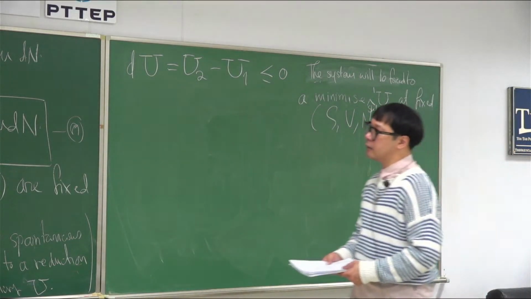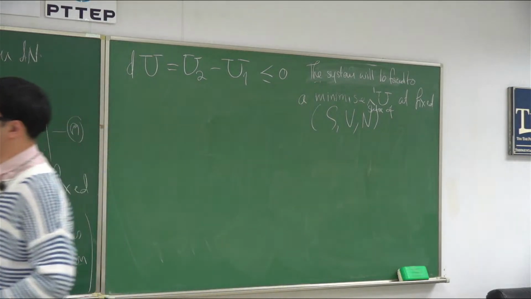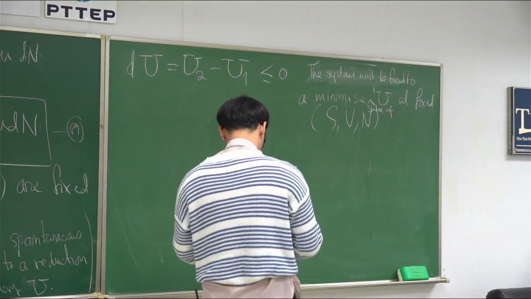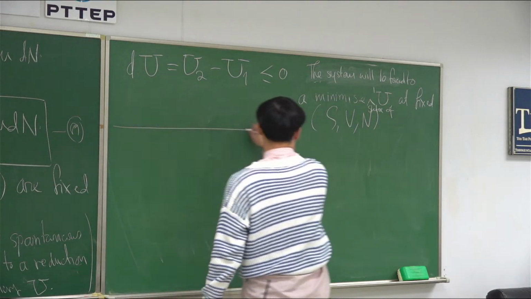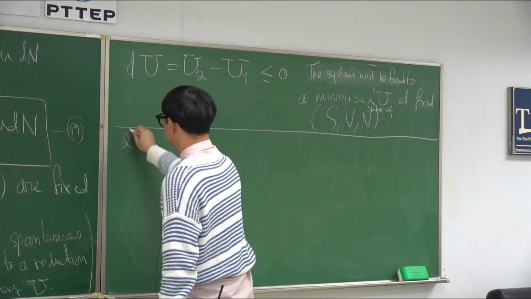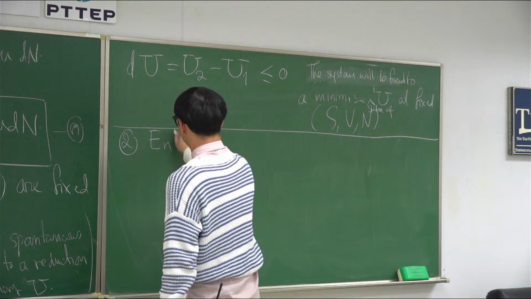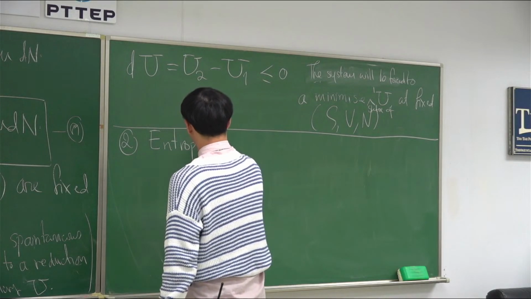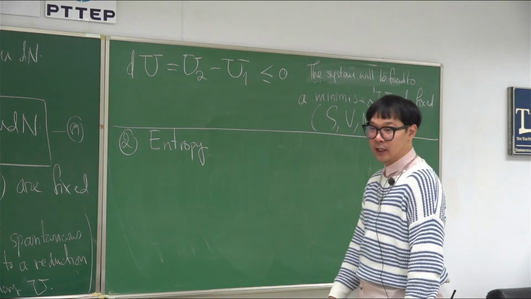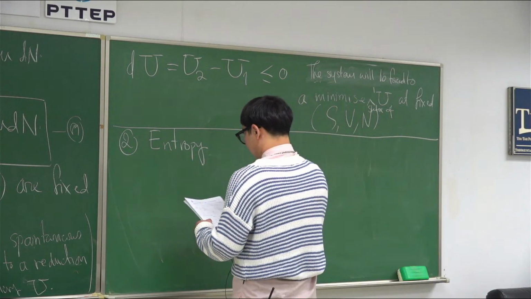All right, so now we kind of finish the first quantity, the U, internal energy. The next one, we're going to look at entropy. So now, if we treat entropy as a quantity that we need to consider, right? Okay.